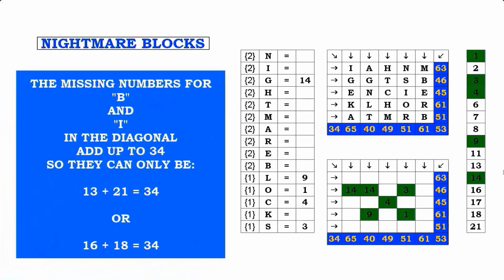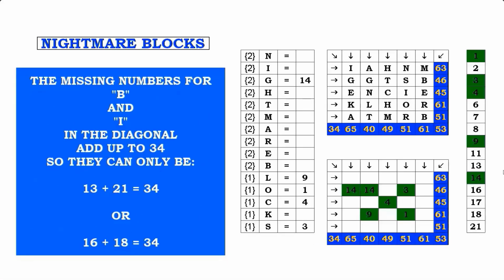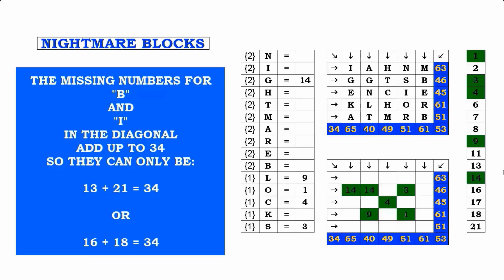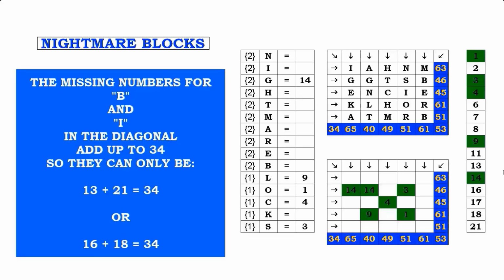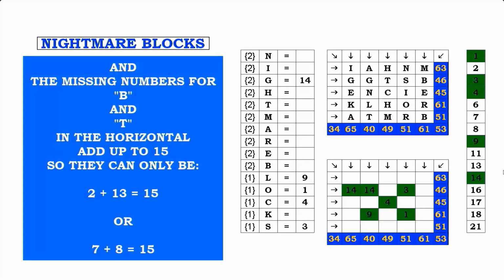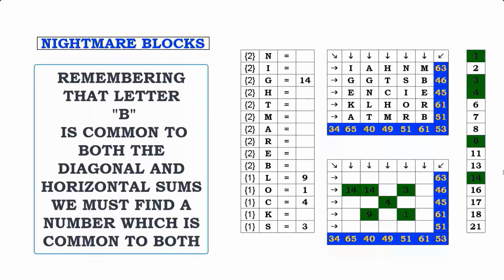The missing numbers for letters B and I in the diagonal add up to 34, so they can only be 13 plus 21 equals 34, or 16 plus 18 equals 34. And the missing numbers for letters B and T in the horizontal add up to 15. So they can only be 2 plus 13 equals 15, or 7 plus 8 equals 15.